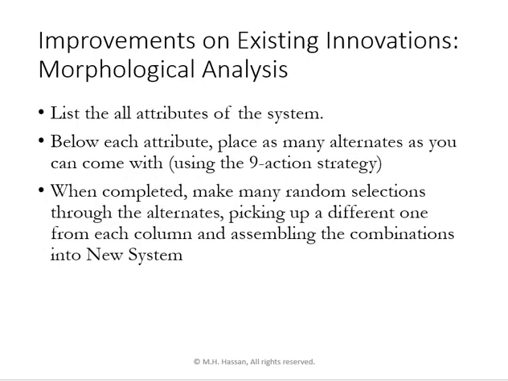Morphological analysis: here you list all the attributes of the system. Below each attribute, you place as many alternatives as you can using the 9-action strategy. When completed, you make many random selections through the alternates, picking a different one from each column and assembling combinations into a new system. So morphological analysis gives you the opportunity to develop many products from an old one.